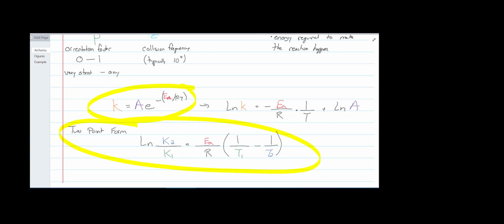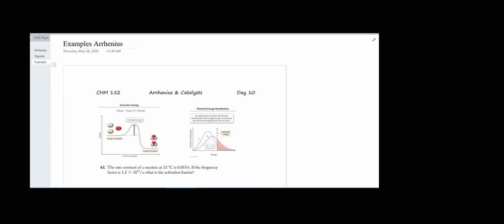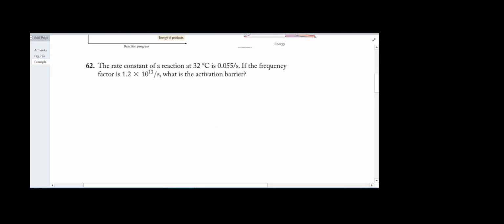And I think right here is the first one. The rate constant of a reaction at 32 degrees Celsius is 0.055 per second. So that's k, the rate constant. The frequency factor, A, is given. What's the activation energy? That's the question, EA. So this is a one-point form. So k, the rate constant, equals A e to the negative EA divided by RT.